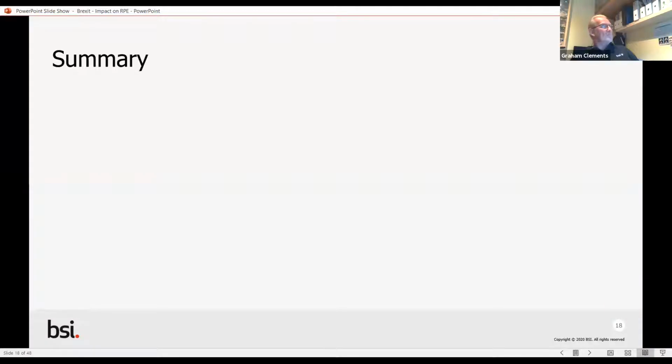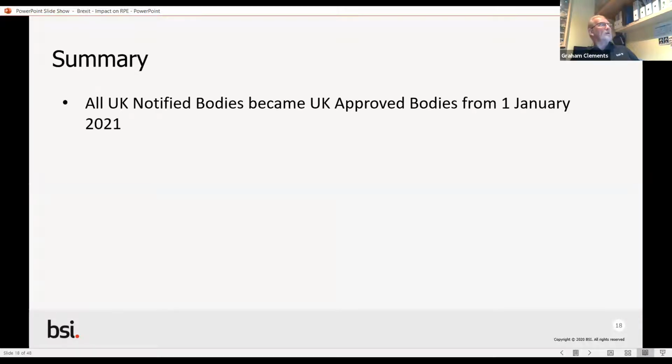So in summary, all UK notified bodies became UK approved bodies from the 1st of January 2021. So this was an easy way of doing things. All those UK notified bodies that hadn't registered with a competent authority in Europe and become a European notified body, then became UK approved bodies, regardless of whether they'd taken any action to become a notified body in Europe.